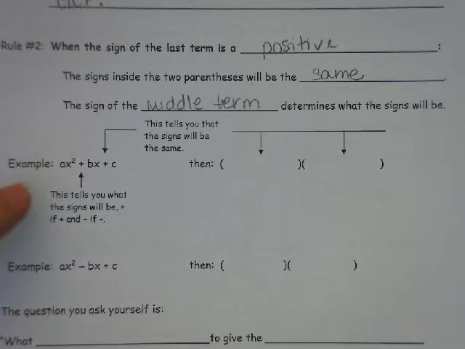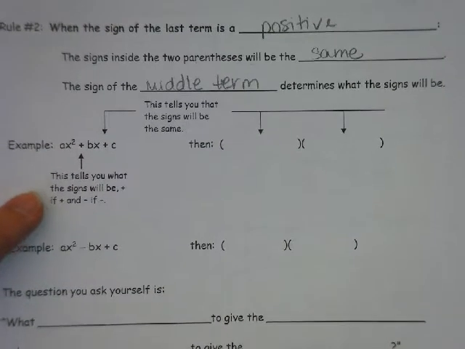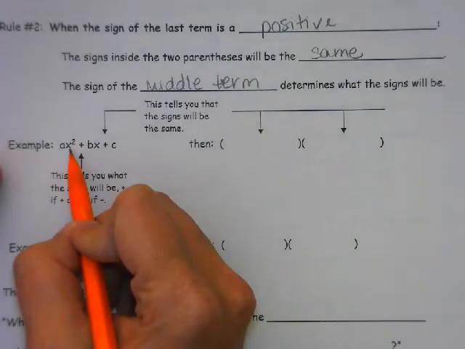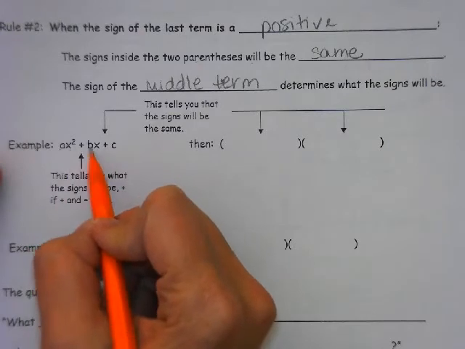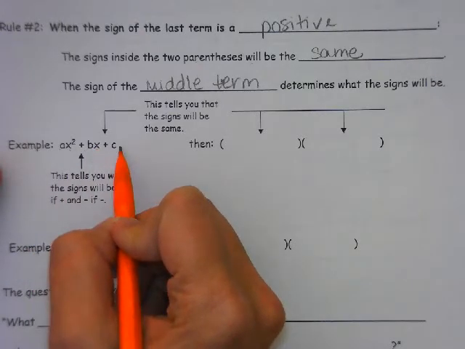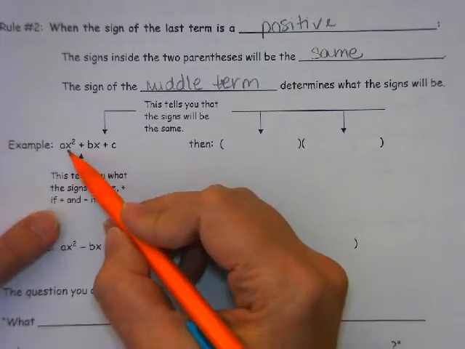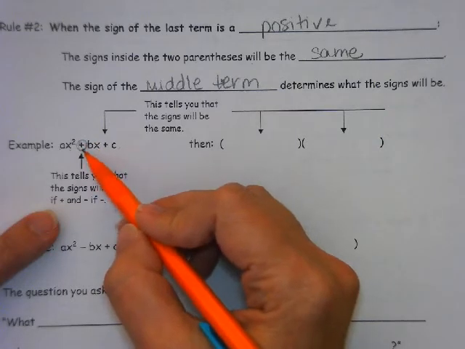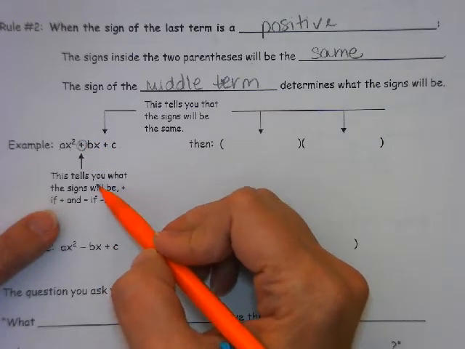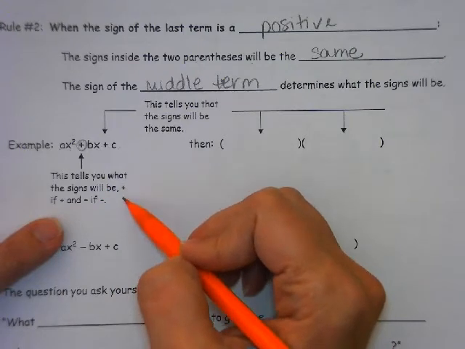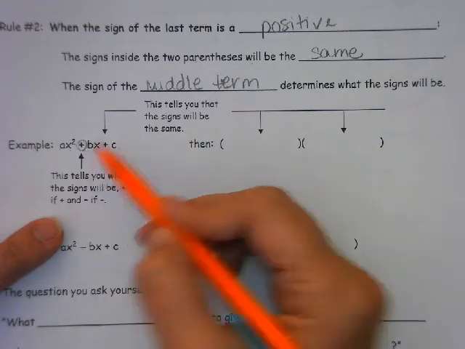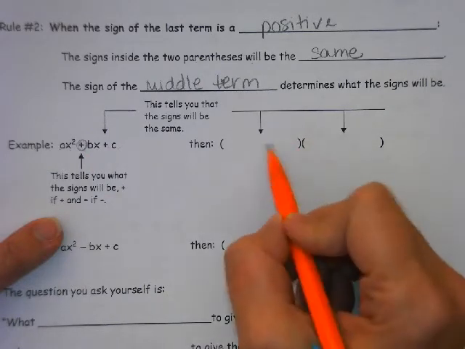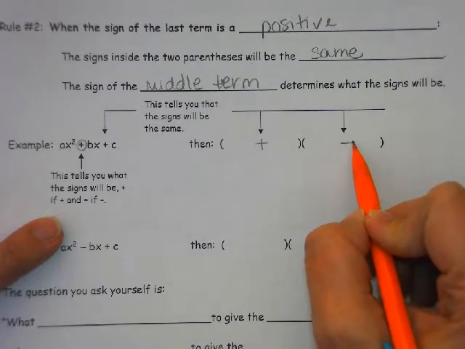So if you look here, I have ax squared plus bx plus c, where a is the coefficient of our leading term, b is the coefficient of just our x term, and c is our constant. If c is a positive, this is going to tell me, are they both positive or are they both negative? Since this is a positive, that tells us that our signs will be the same. So we're going to have something plus something times something plus something.